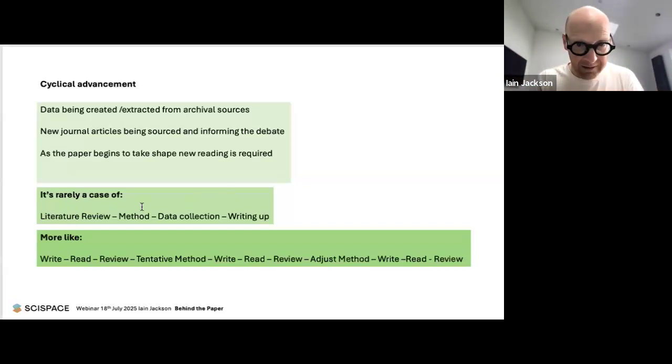We want it to look like literature review, then create your method based on that, collecting some data and write it up. But it's often more like the bottom one. You write a little bit, jot down some ideas, read, review. It's constantly flowing and new ideas are coming in.